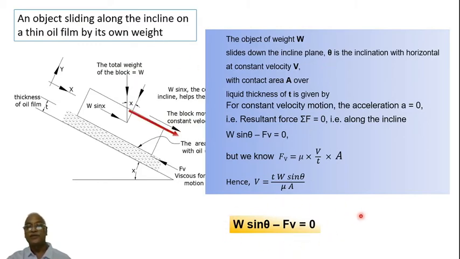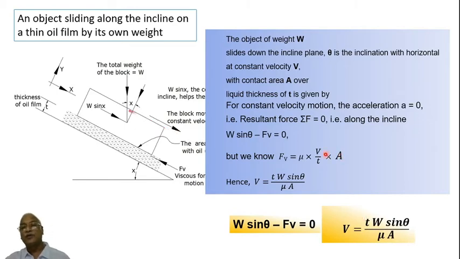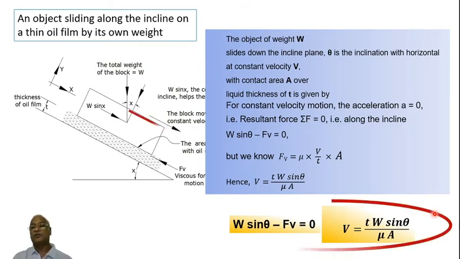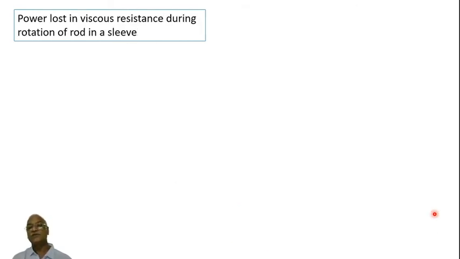So W sin theta is equal to Fv, and if I substitute Fv with mu v by t into A, one can end up with this kind of equation. So one should remember both of these equations.